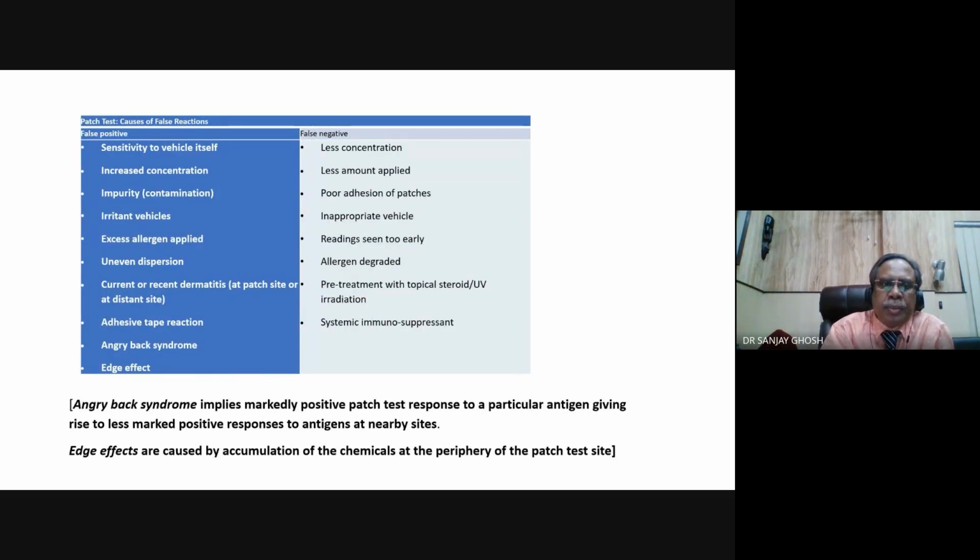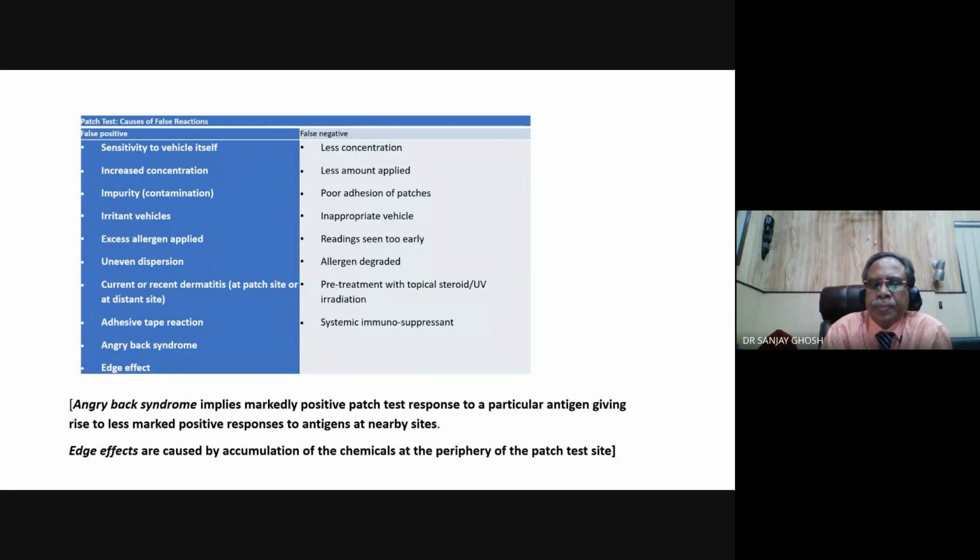Now there are some causes of false reaction. A sensitive vehicle itself can cause a reaction, so you can get many reactions; increased concentration, impurity, irritant vehicle, and current or recent dermatitis. Then you can get false positives, and adhesive tape dermatitis due to adhesive reaction. Angry back syndrome: this is one very strong positive. Say neomycin, you get a 3 plus positive reaction, so in the surrounding area you can get a few rashes. So this is angry back.